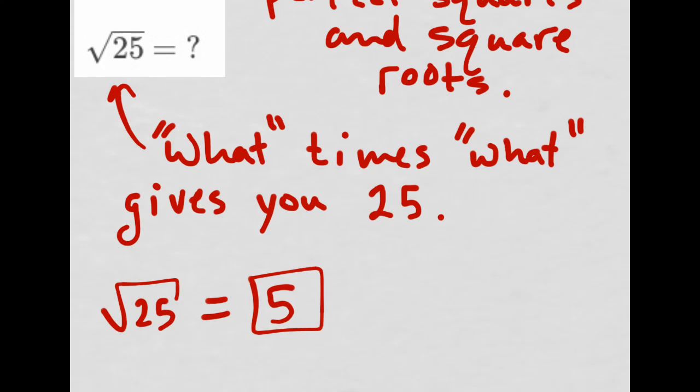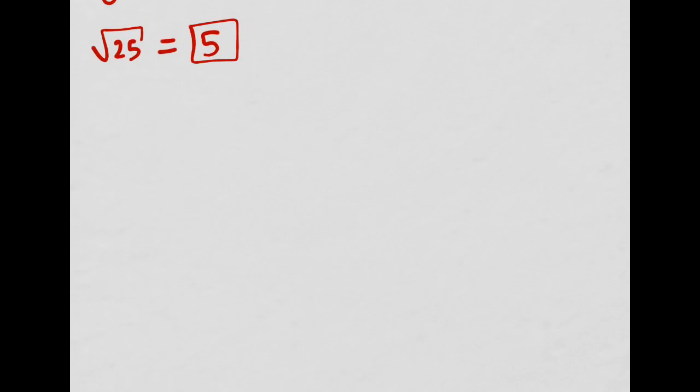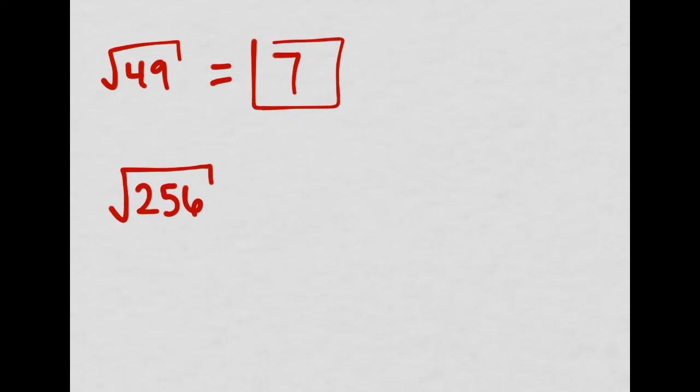These ones should be very, very easy. Let's think of another one. Square root of 49. This is asking what times what gives you 49. Well, that'll be 7. If we had the square root of 256, that would be 16, because 16 times 16 is 256. You might not know that, but you can figure it out.